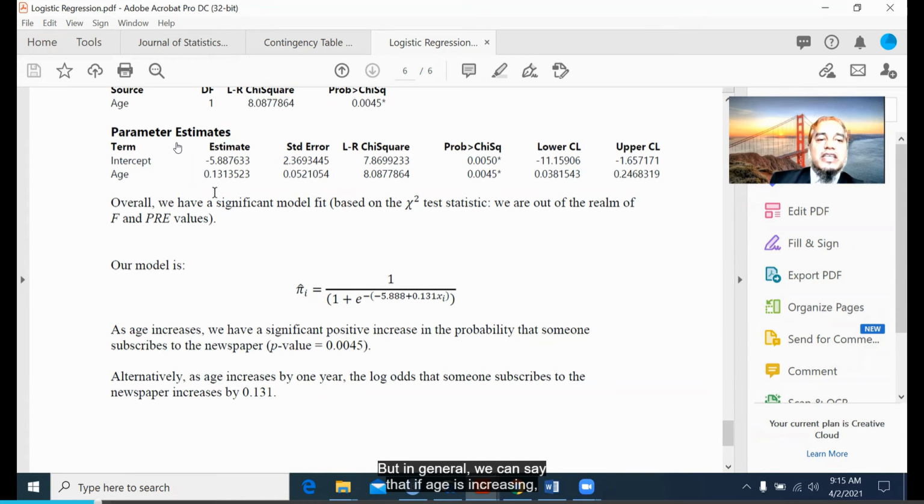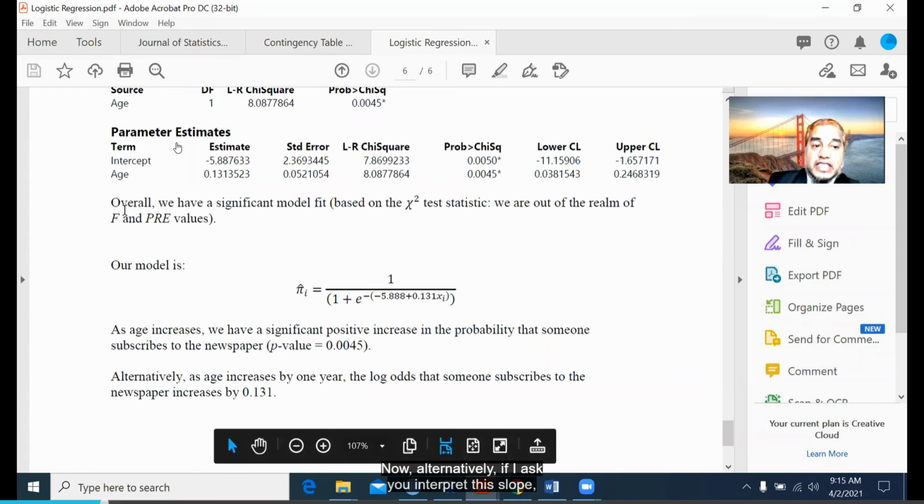But in general, we can say that if age is increasing, the chance someone subscribed to a newspaper is increasing. So you can say there is a positive increase in the probability that someone subscribed to a newspaper. And why am I saying significant? Because we know that this is significant.